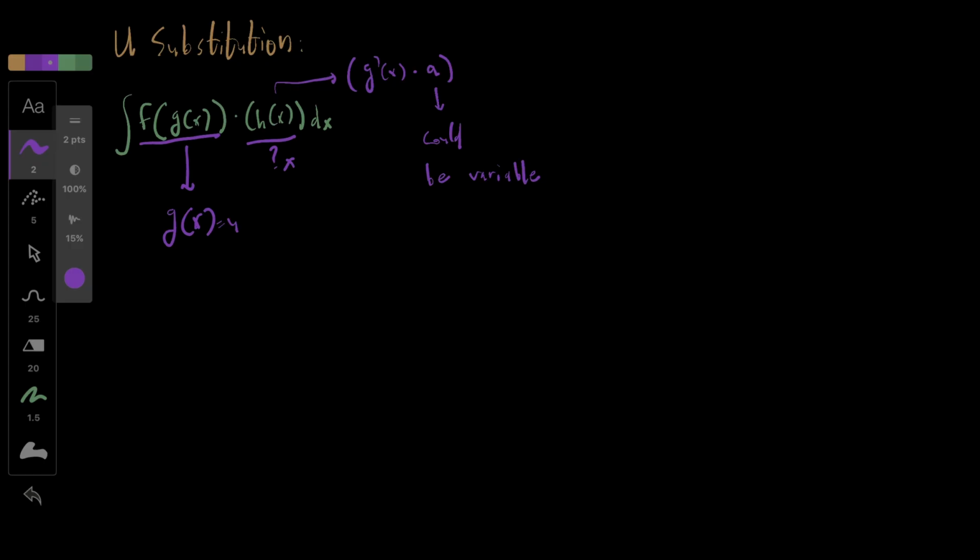So what do we do now that we have g of x is equal to u? That's all good, but then what? Now here comes the trick. We differentiate both sides with respect to x. So we have g dash of x, or g prime of x, is equal to du by dx. Now, we have g prime of x, which is exactly what we outlined over here.